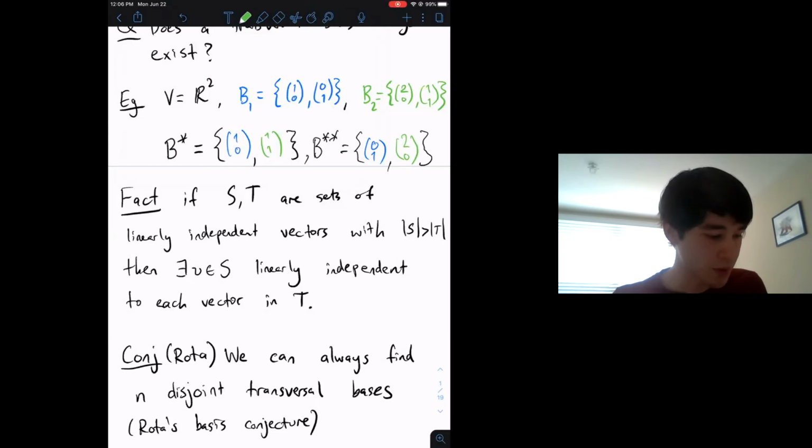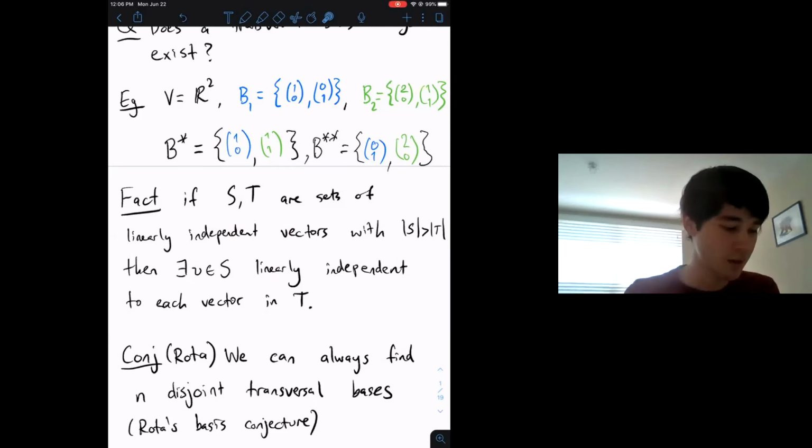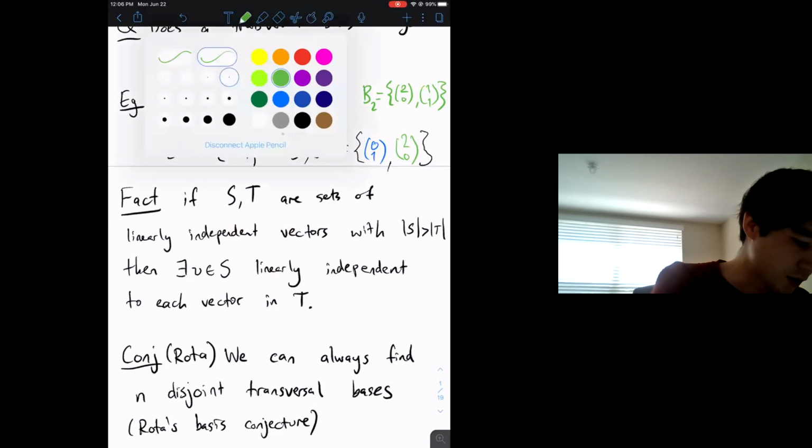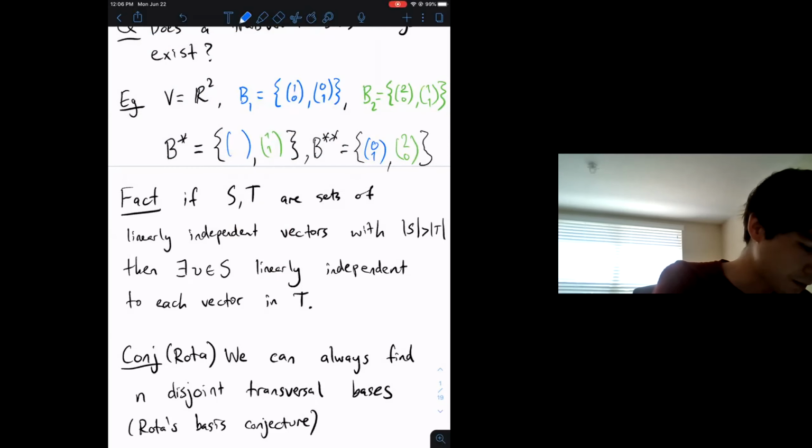But something that is important here is that this fact told us that the first transversal basis we could never fail to find. But that is not true if we want a second transversal basis, and it's possible to make the wrong choices and get stuck. So to illustrate that, let's imagine that instead of choosing (1,0) at the beginning, we chose (0,1).